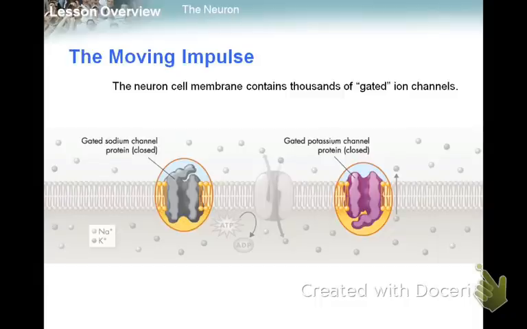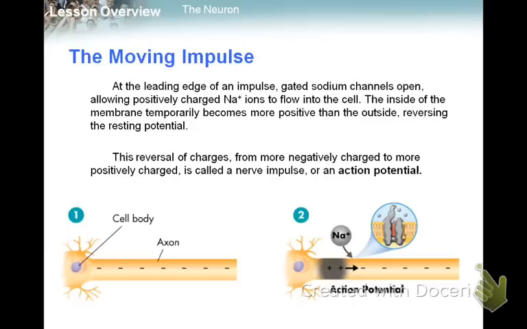Here's what's happening then. How is the movement happening? The neuron membrane contains thousands of gated ion channels that have to open up. So the first thing that happens is the sodium channels open. Positively charged sodium ions flow into the cell. So now the inside of the neuron is more positive. The reversal of charges here is called a nerve impulse or an action potential.